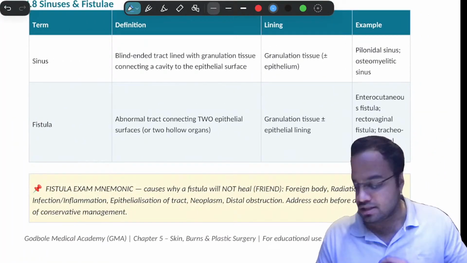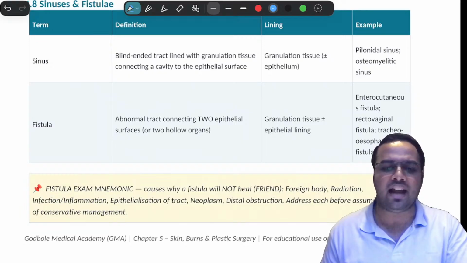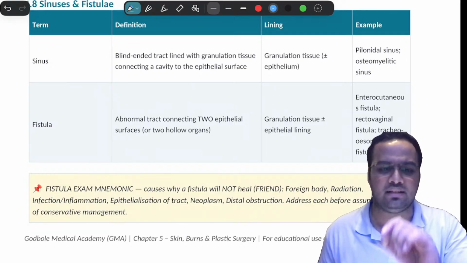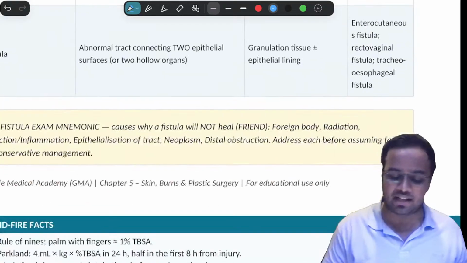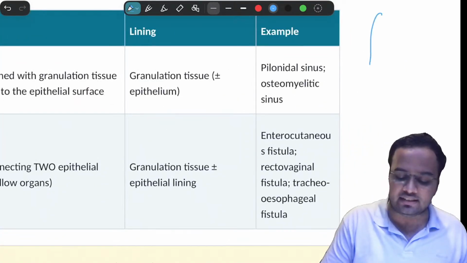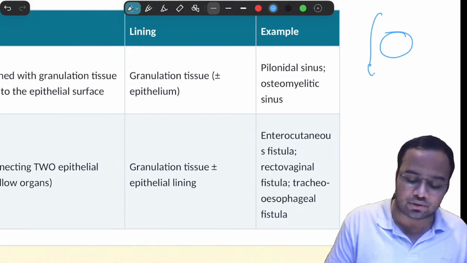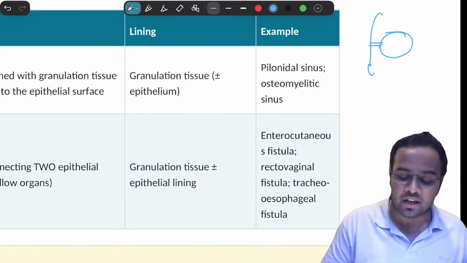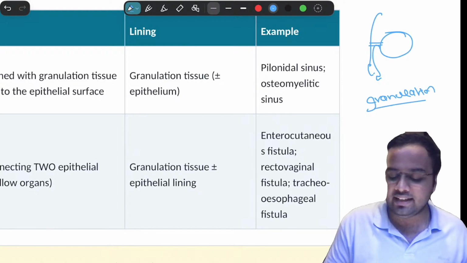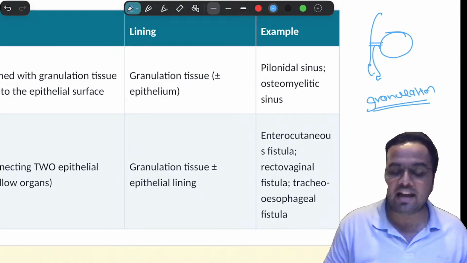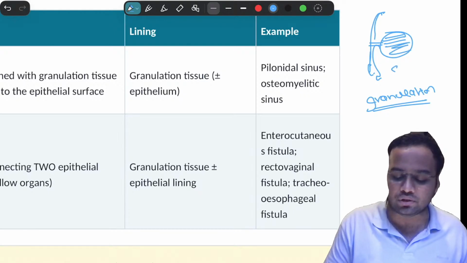So, typical definitions which are asked in the final year surgery exams. A sinus is a blind-ended tract, lined by granulation tissue, connecting any cavity to the epithelial surface. Let's consider the skin is the epithelial surface here, and underlying is the abscess cavity. Whenever a tract lies between these two, it is going to be covered with granulation tissue, and this granulation tissue connects the external epithelial surface with the abscess cavity. So this is called a sinus.